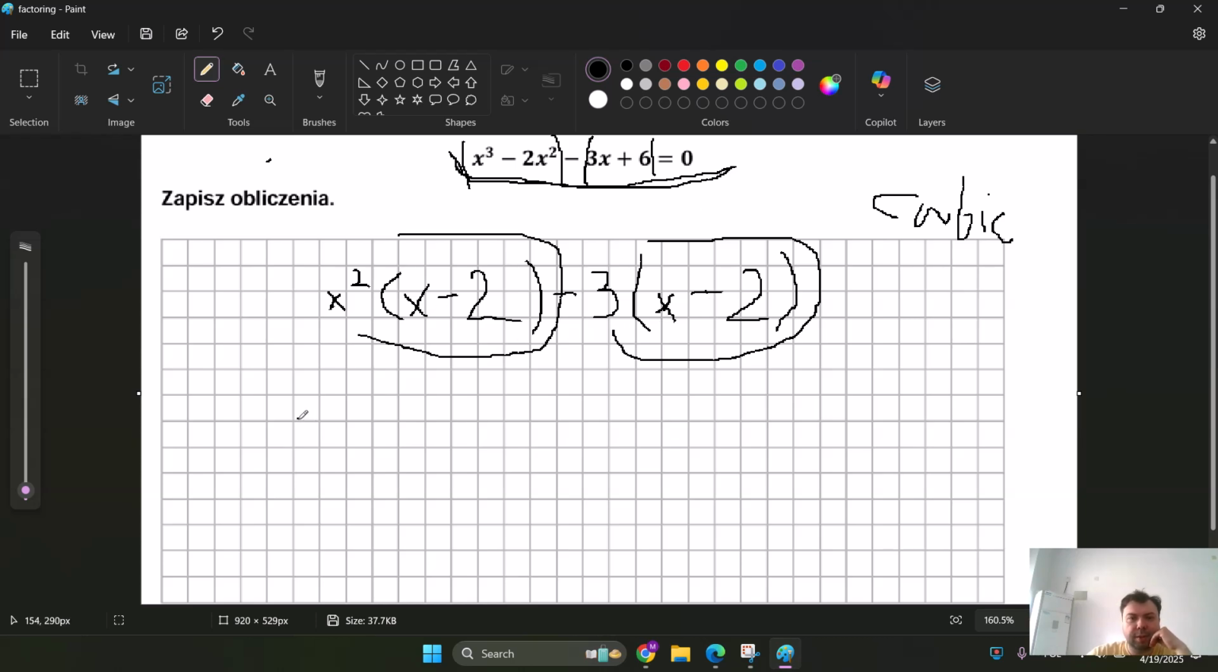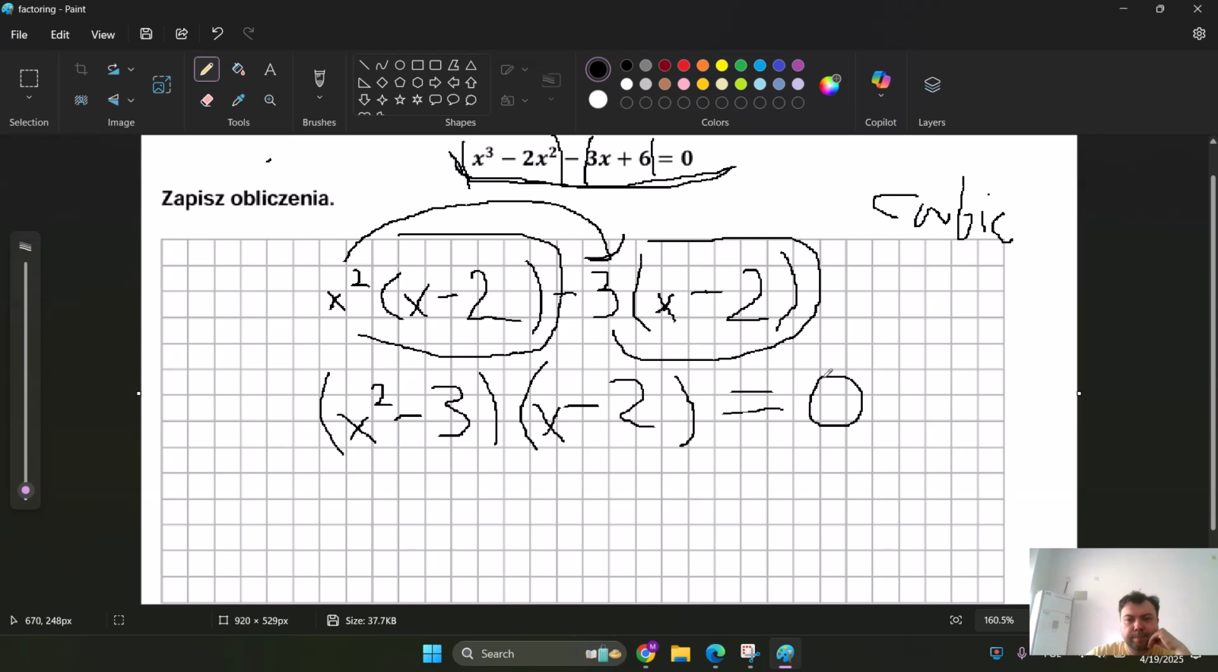So what is left? We take what is before the bracket and join it together: x squared minus 3. We write x squared minus 3 in brackets. We open another bracket. This is our factored form. We write x minus 2 equals 0. Here we forgot to write the equals 0. That's the form of our equation.